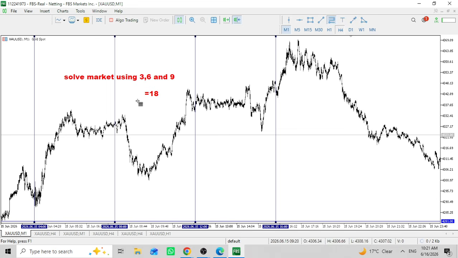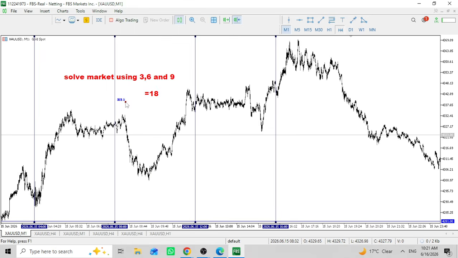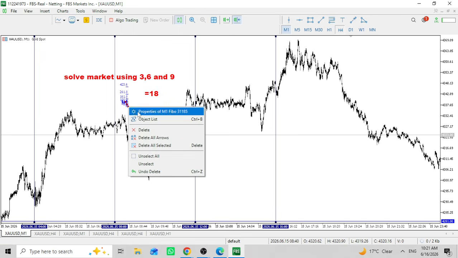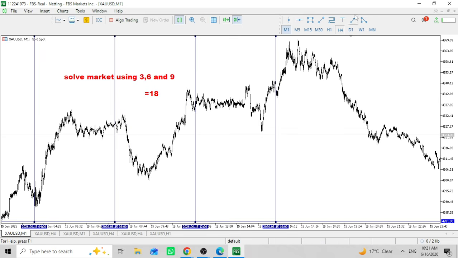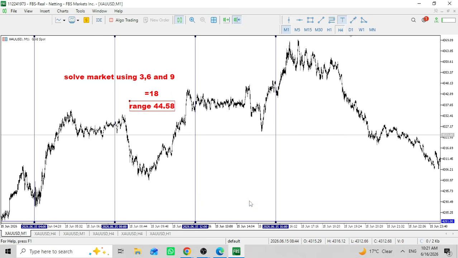Range. If you take high and low, why am I taking that? It's this one. Range is 44.58. I'm getting 44.58. That is the range.